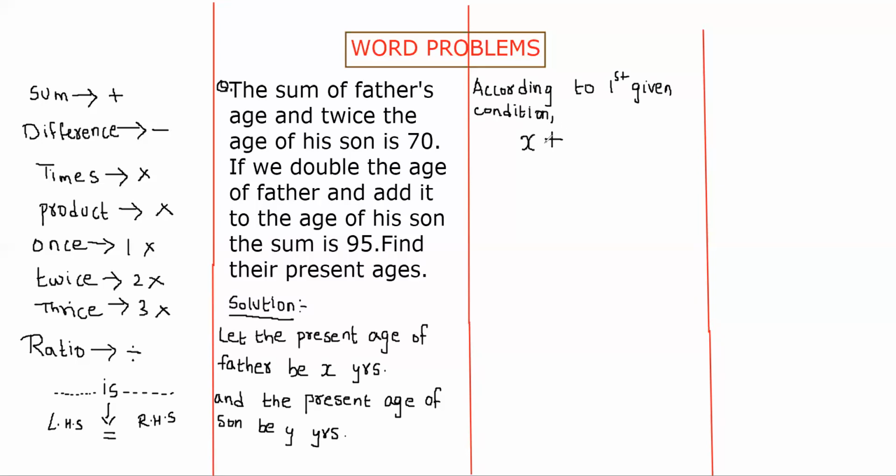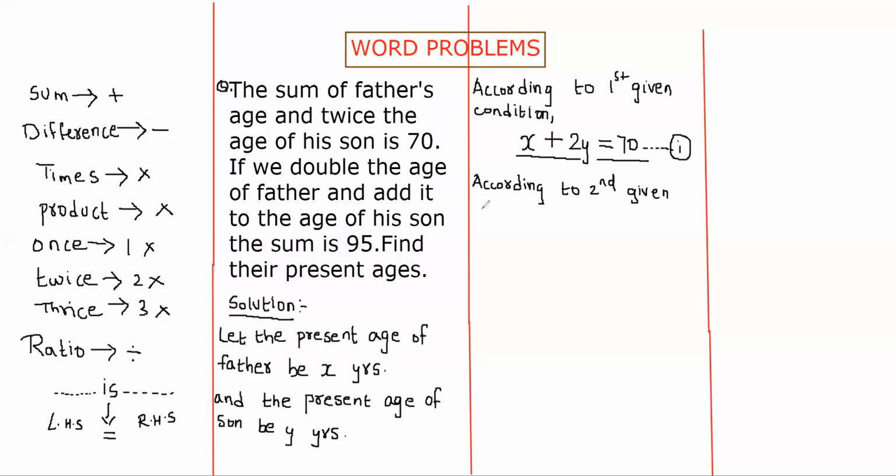Father's age is what? x. And twice the age of his son. Twice means 2 into. Twice the age of his son, that is y, 2y. Is means equal to, is 70. So x plus 2y equal to 70. This is our first linear equation. We are going to mark it as equation number 1. Let us underline the first equation we got. Next, according to the second given condition.